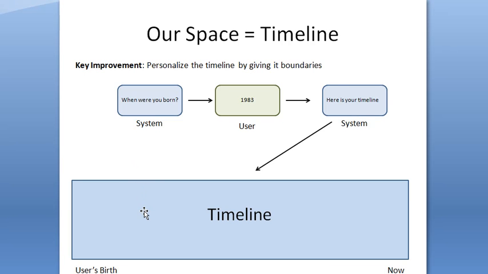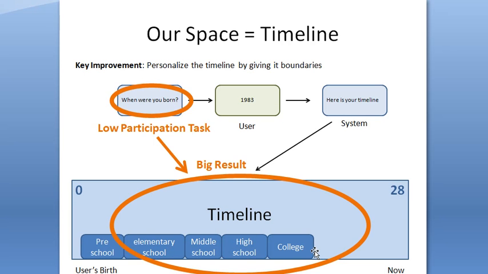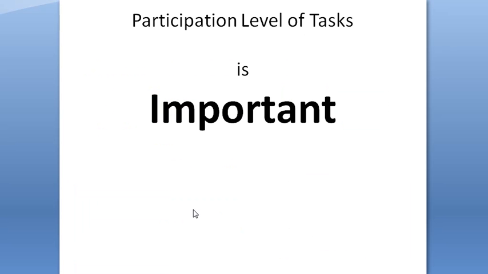And it's not just an endless timeline in either direction. It's a timeline that's actually my life. It starts with my birth and ends with the end of the current calendar year, ends with now. And from that, the application can extrapolate that in 1983 I was 0, and now I'm 28 years old. And from that even further, the application could extrapolate different periods, different zones within that timeline, the different stages of school, for example. So what we've done here is we've given the user a really low participation task, and then we've given it a really big result upon completion, and that's really important.